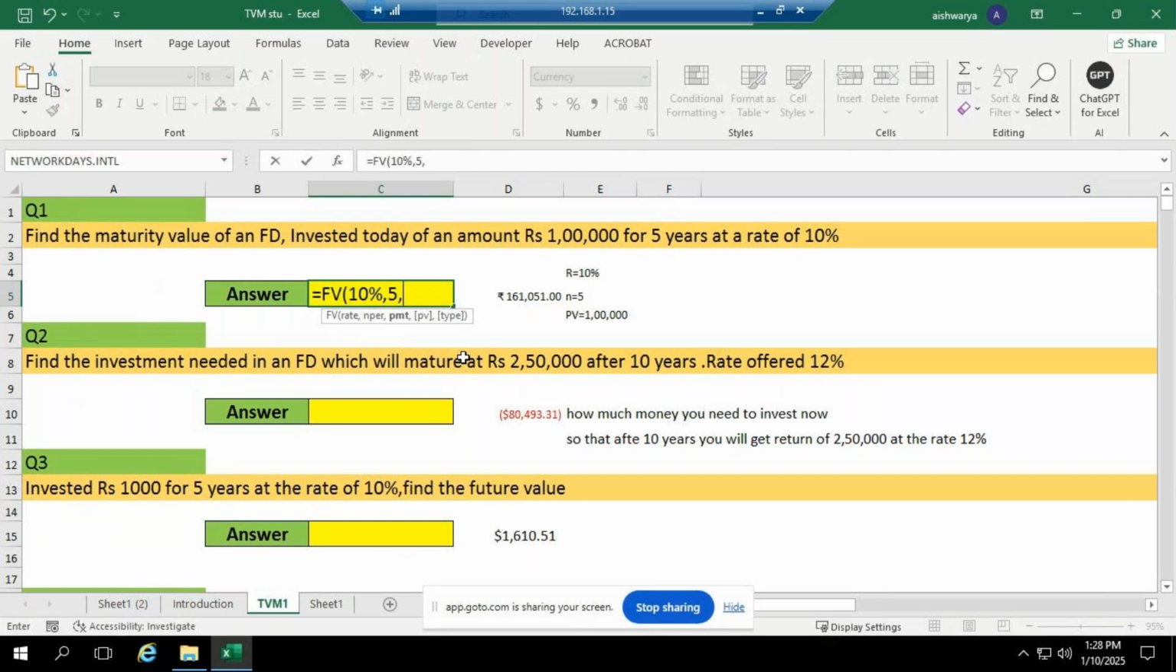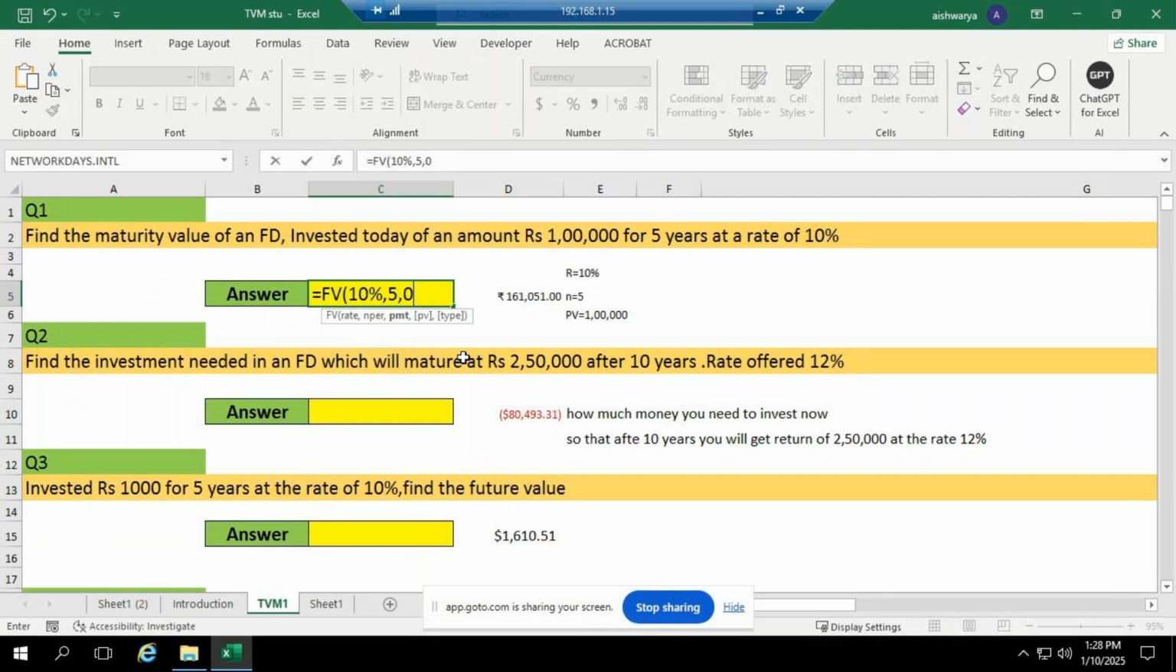What is this pmt? Can anybody tell me? What is this pmt? Ma'am, EMI amount, ma'am. Ah, very good. Have they mentioned here anything about the EMI amount? No. So we are not given the EMI amount. That's why we will just put it here as 0 only.